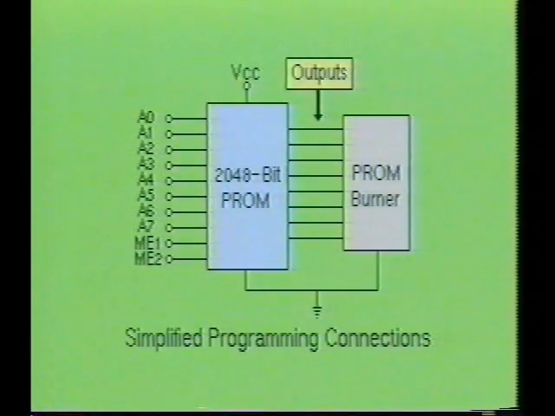Here you see the PROM burner connected to a typical programmable read-only memory device. As you will notice, the PROM burner was connected to the outputs of the PROM device. Also notice that there are two memory enable inputs on this device. One is labeled ME1 and the other is labeled ME2. When the PROM is being programmed, either ME1 or ME2, or in some situations both ME1 and ME2, must be brought high.